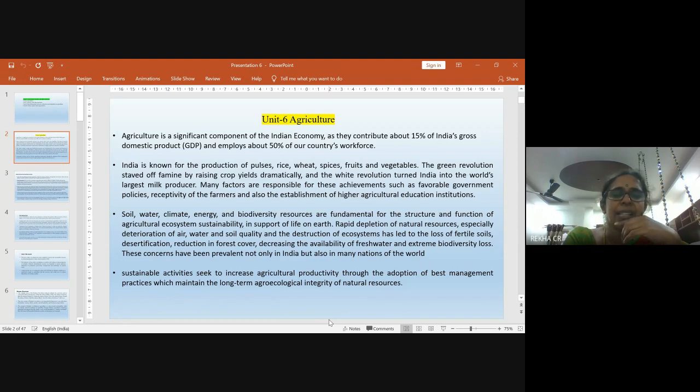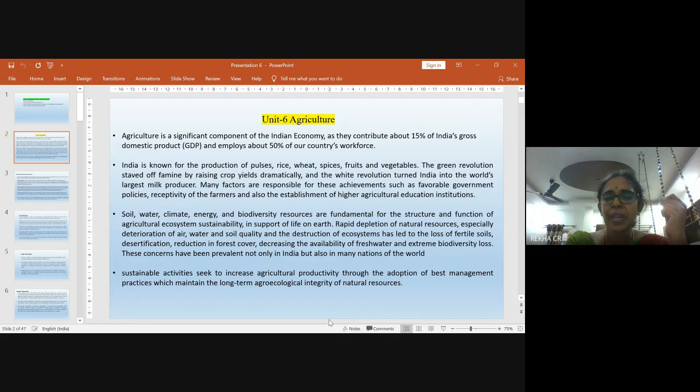Okay. So agriculture is one of the significant components of the Indian economy, and it contributes about 15% of India's GDP and employs about 50% of our country's workforce. India is known for the production of pulses, rice, wheat, spices, fruits, and vegetables. Earlier, we had a smaller amount of agricultural products, and it was very difficult to feed the population that existed in India. But the Green Revolution wiped off the famine by raising the crop yields, and the White Revolution, the revolution for milk, turned India into the world's largest milk producer.